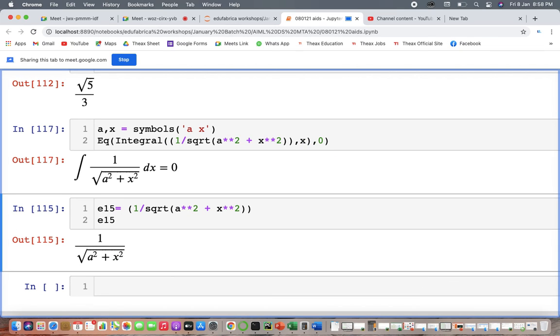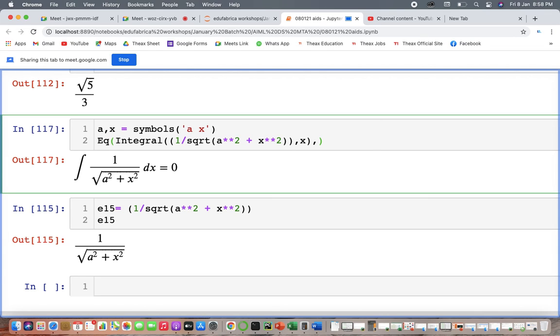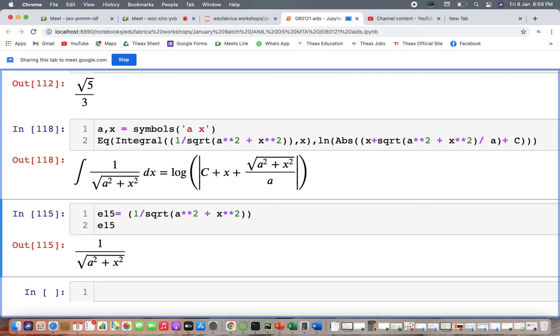So integration of 1 by square root of a square plus x square, and this equals 0, I'm writing, right? But that is not always equal to 0. Obviously not. So what is that? That is ln of the absolute value of x plus the square root of a square plus x square, and that itself is divided by a, and then there is a constant called c.